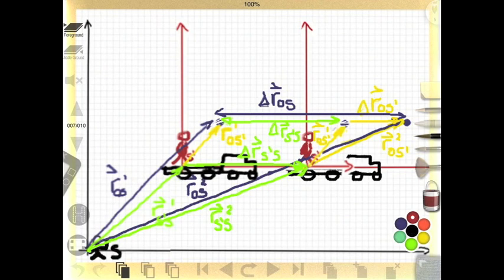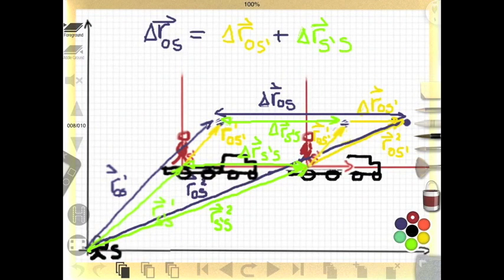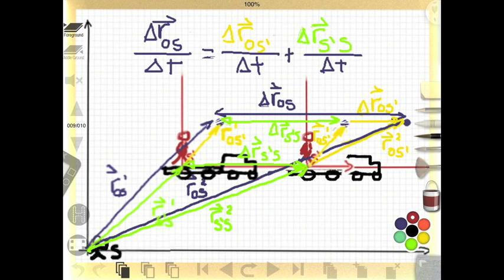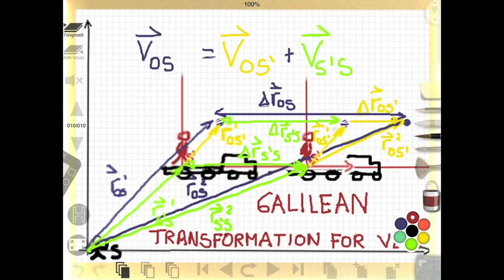So the connection between those three displacements can be written in a simple equation that tells us that the displacement delta ROS should be equal to the displacement delta ROS prime plus the displacement delta R S prime S. If you divide these displacements by the amount of time between those time frames, then you will get that the velocities are related in the following way. The velocity of the ball with respect to S is equal to the velocity of the ball with respect to S prime plus the velocity of S prime with respect to S.